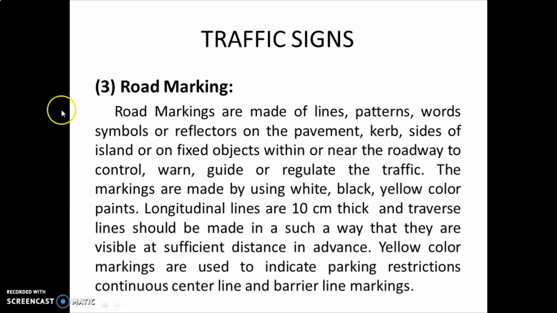Now, the third one is road marking. Road markings are made of lines, patterns, words, symbols or reflectors on the pavement, curb, sides of island, or on fixed objects within or near the roadway to control, warn, guide or regulate the traffic. The markings are made using white, black and yellow color paints.